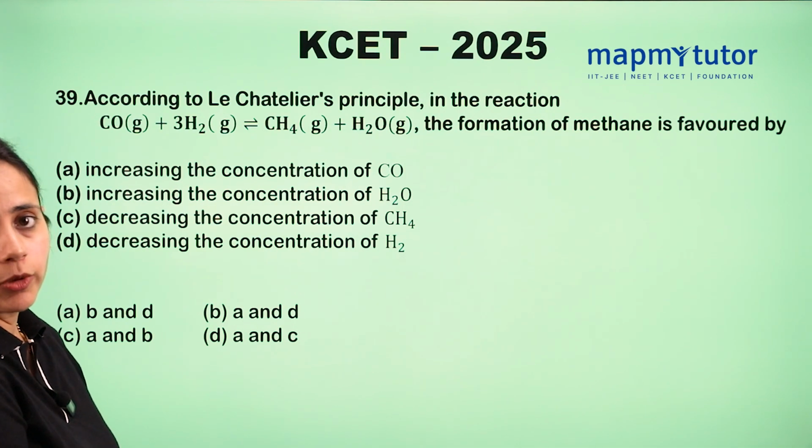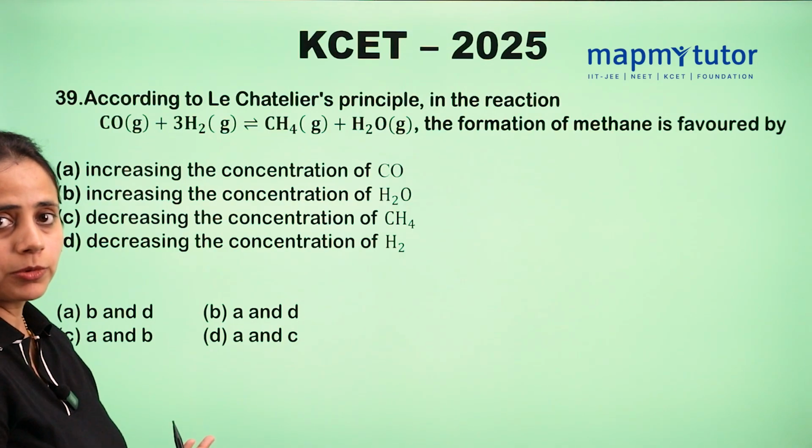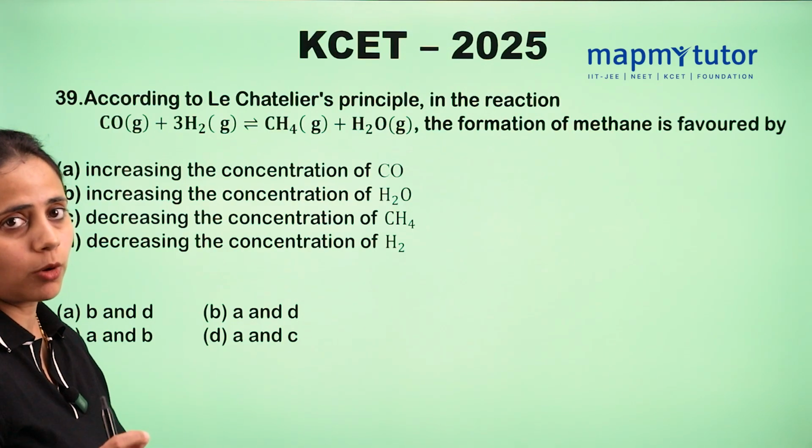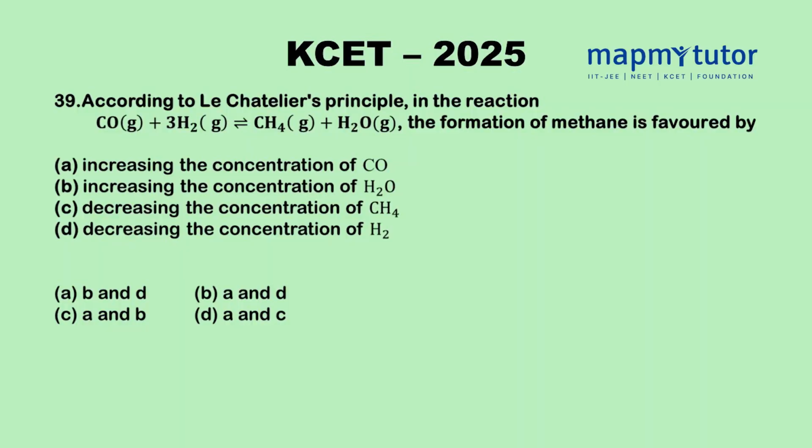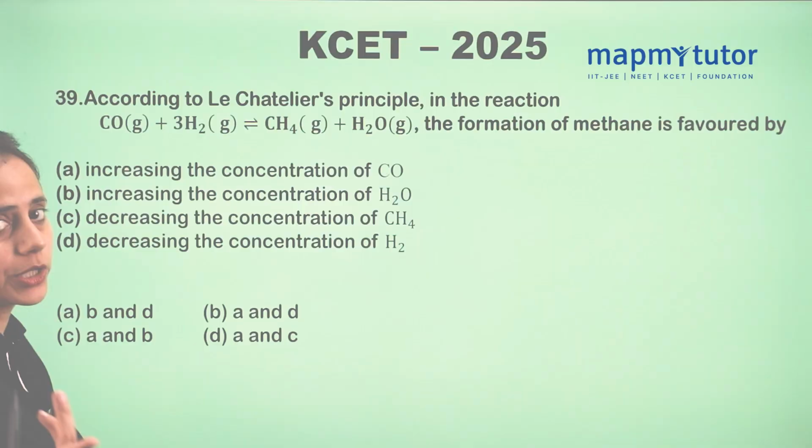Now this is again from the equilibrium chapter. See how many questions are coming from thermodynamics and equilibrium. This is the most important chapter. According to Le Chatelier's principle, in this reaction we need to see in which case the formation of methane will be favored.